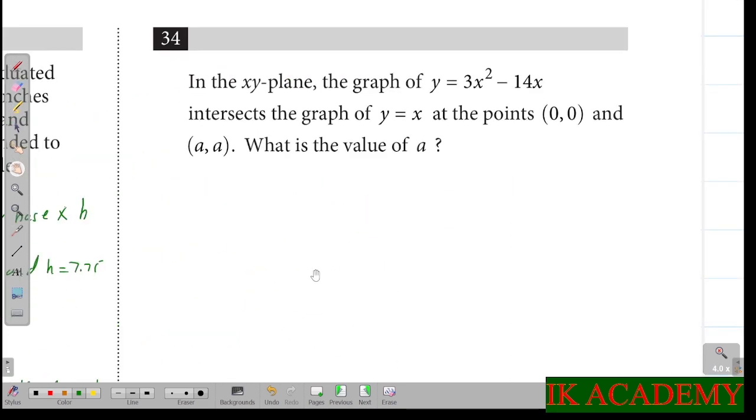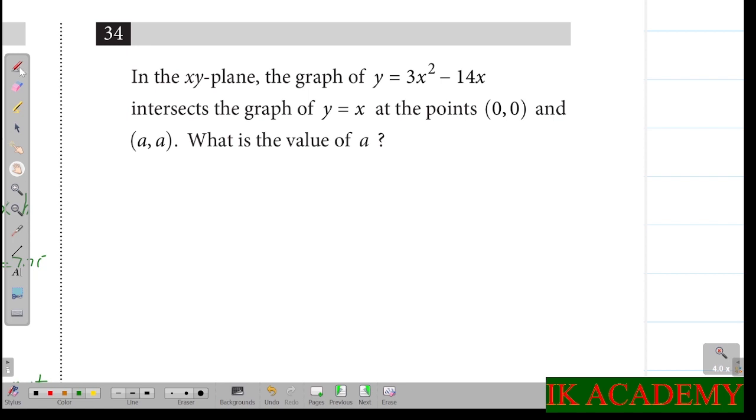Next question is question number 34, which says, in the xy plane, the graph of y is equal to 3x squared minus 14x intersects the graph of y is equal to x at the points (0, 0) and (a, a). What is the value of a?